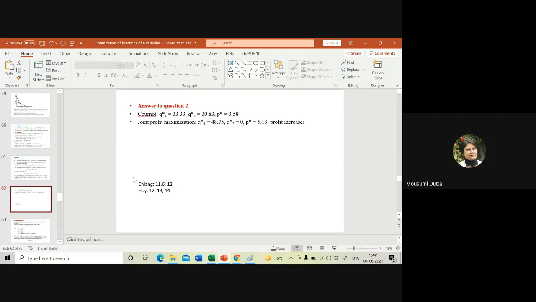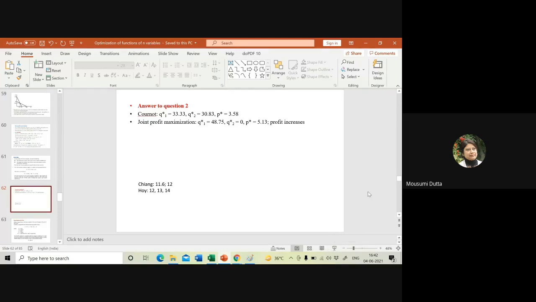Now, some people asked me, if they want to take printouts of the soft copies, what will be the chapters. From Chiang, you can take a printout of section 11.6 from chapter 11 and the entire chapter 12. Chapter 12 is constrained optimization, and for unconstrained n variables, 11.6 is fine. And from the book by Hoy, you have to take printouts of chapters 12, 13, and 14. So these are the chapters.